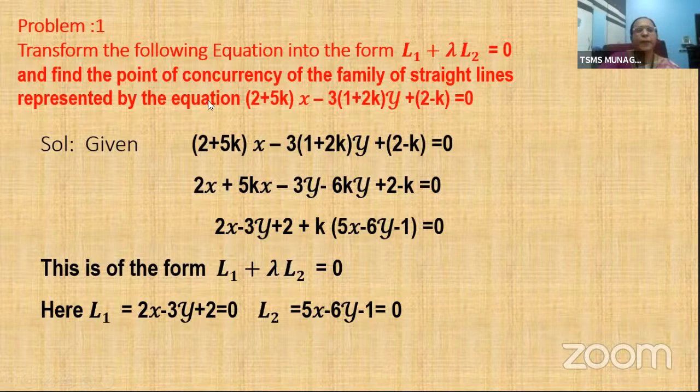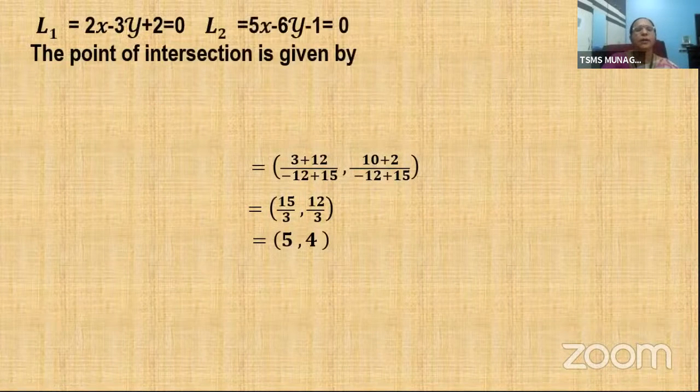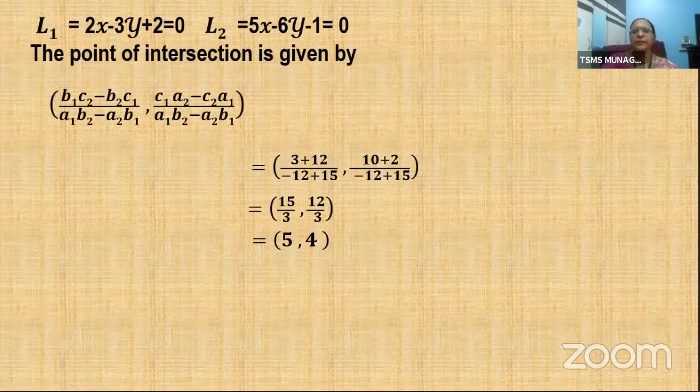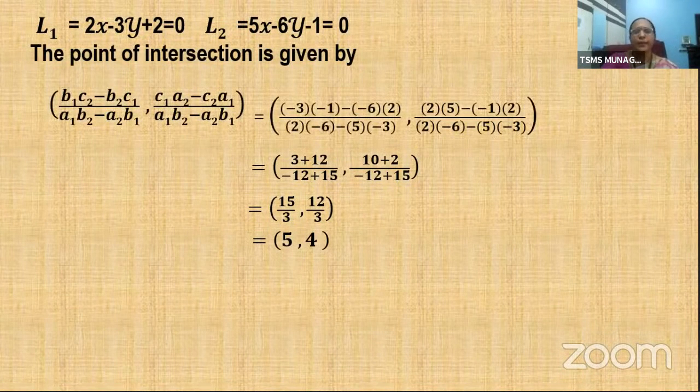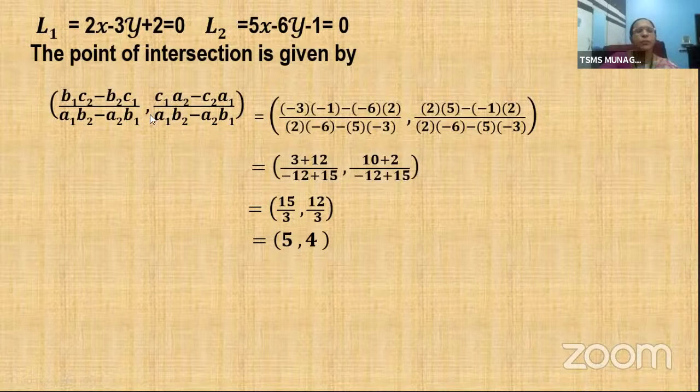Now, what is the next part that is asked? We're also asked to find the point of concurrency. Point of concurrency means what? It is simply the point of intersection. And to find the point of intersection, we have already seen in the intersection of straight lines this formula: B1C2 minus B2C1 by A1B2 minus A2B1, and C1A2 minus C2A1 by A1B2 minus A2B1.